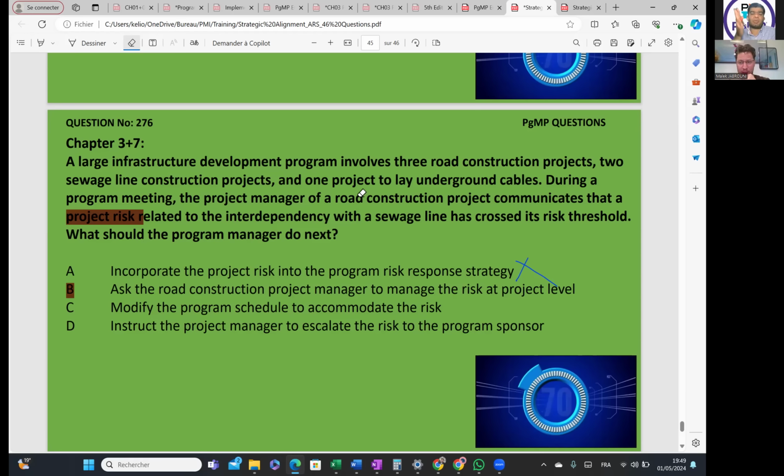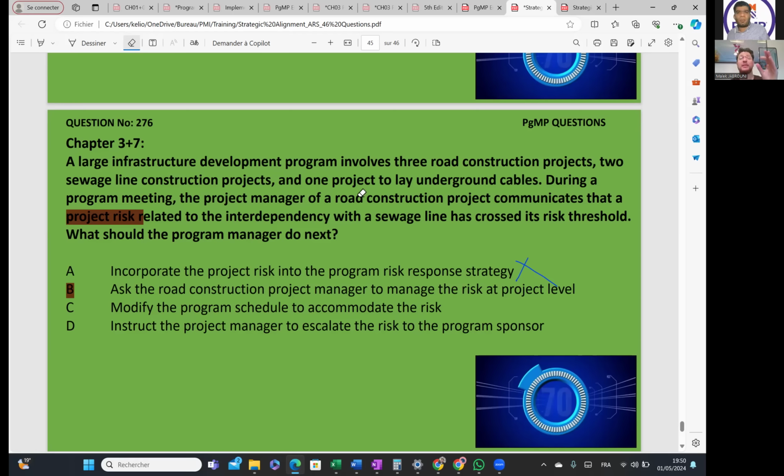So if one project is going to affect the other's risk, you have to go over to the program. If you ask the road construction project manager to manage the risk at the project level, he can close this risk, but how will you look for the interdependency of his effect on the sewerage project? If he's only hiding it, not escalating it, only keeping it with him, how can he see the impact on the other project? For this, he has to go out of this box, go to the program, and see at the program level what the impact of project A on project B will be.